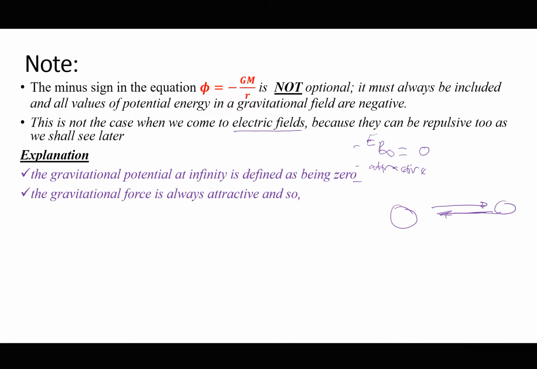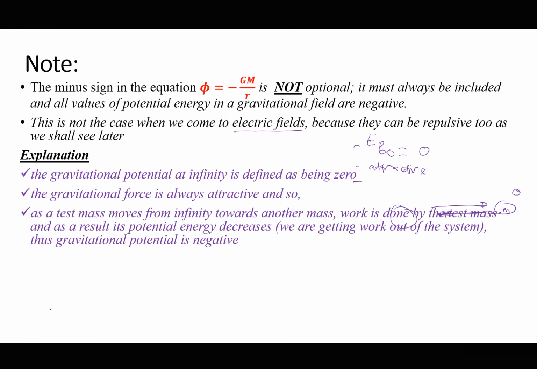So in this direction, it is this mass, the one which loses energy. If it was at zero at infinity, when it loses energy, it will now have negative values. So the test mass moves from infinity towards another mass. Work is done by the test mass, and as a result, its potential energy decreases.